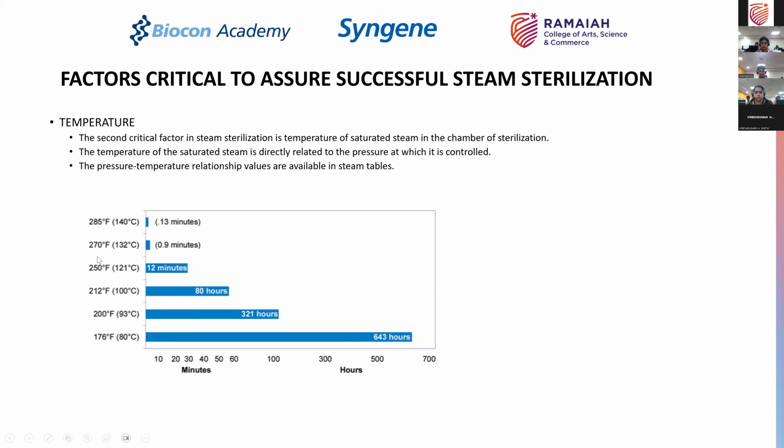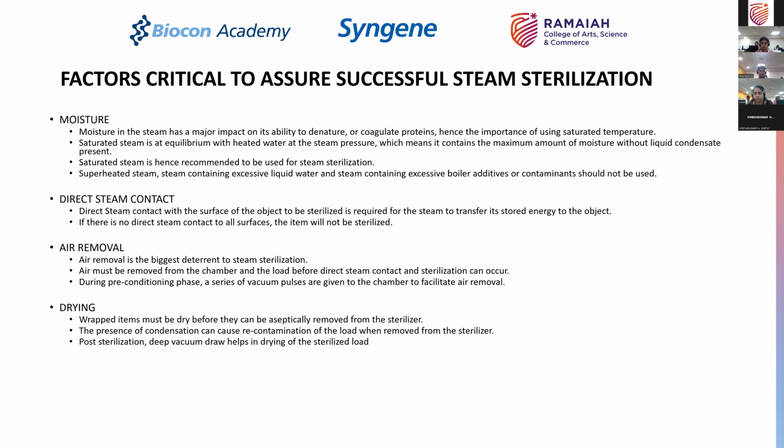But this is true for a given load. When you have a different load, this cycle has to be validated. So it could be 30 minutes, it could be 20 minutes, it could be 40 minutes. It depends on the kind of load that you put inside the autoclave. So time is important, temperature is important, moisture is important, because moisture is the one which is able to penetrate into the cell wall, coagulate the proteins and denature them.